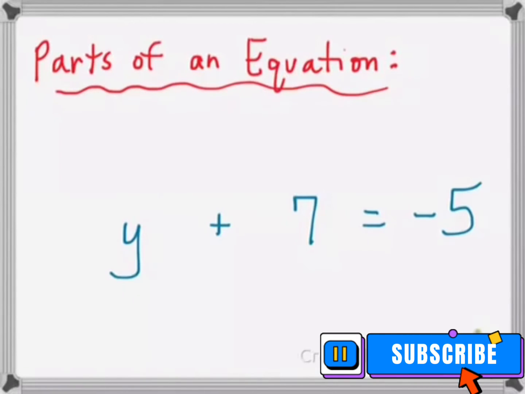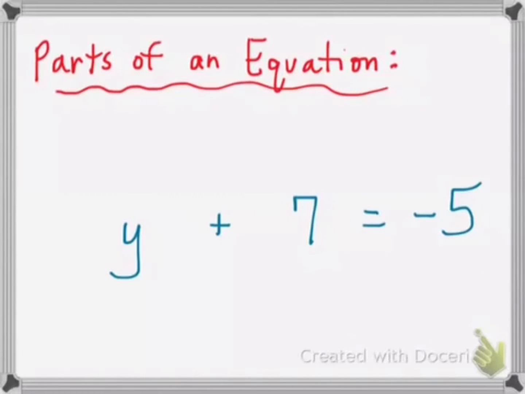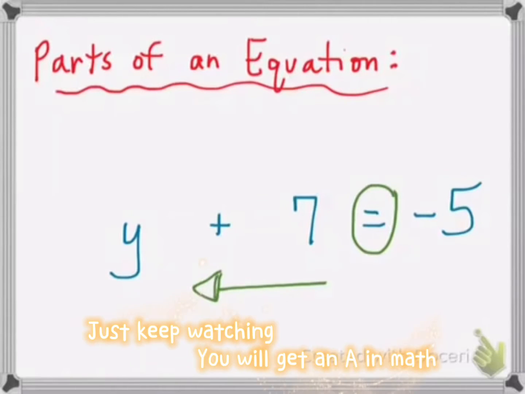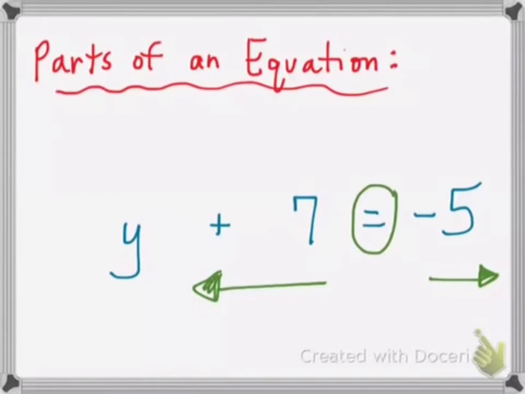And then the different parts of an equation. y plus 7 equals negative 5. First of all, I know this is an equation because I see an equal sign. And then we can say that an equation is balanced, like a scale, and there's a left side of the equal sign, and then there's the right side of the equal sign. And then the different parts, change colors.